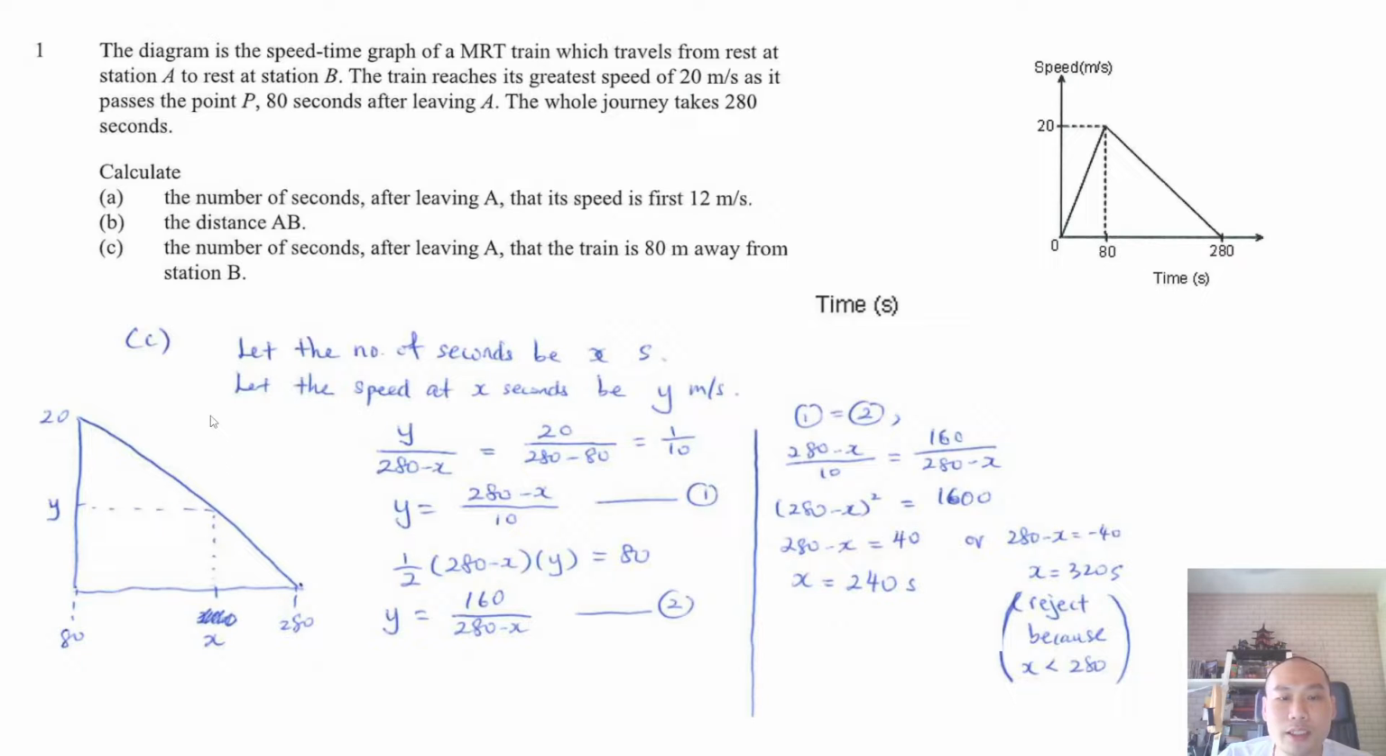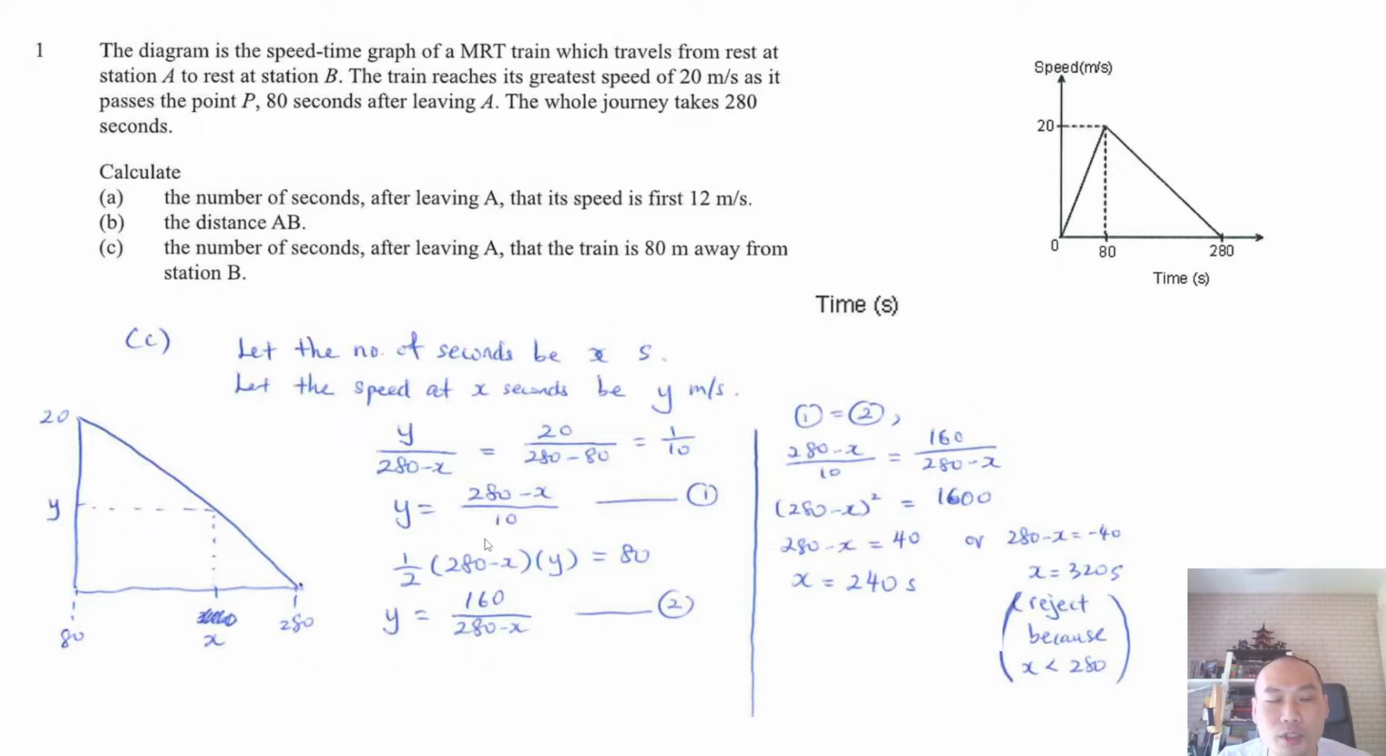Okay, so by doing this again, by making use of the proportionality of similar triangles, we say that y, which is the height of the smaller triangle, over the base of the smaller triangle, which is 280 minus x, is equal to the height of the big triangle, 20, over the base of the big triangle, which will be 280 minus 80. In this case, it will be 200, right? So we have that equation. We simplify it, and we find that y is equal to (280 minus x) over 10.